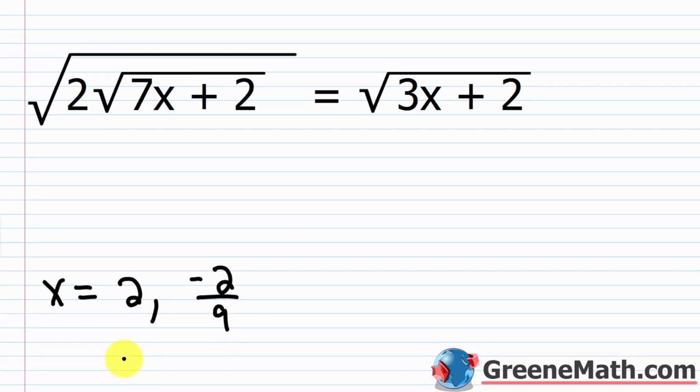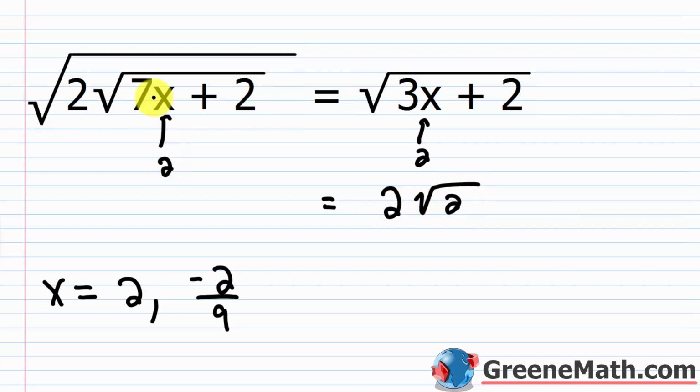So if I plugged in a 2 here and here, what would I get? Well, on the right side, 3 times 2 is 6. 6 plus 2 is 8. So this would be the square root of 8. We know that simplifies into, square root of 4 is 2, so this would be 2 times square root of 2.